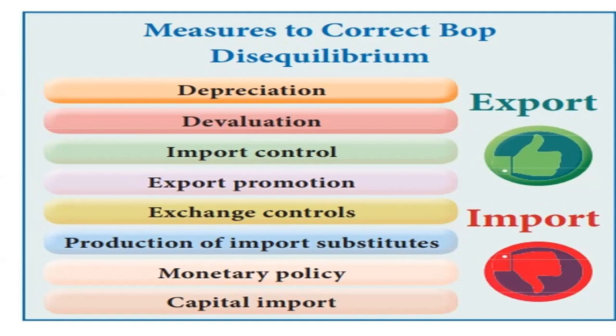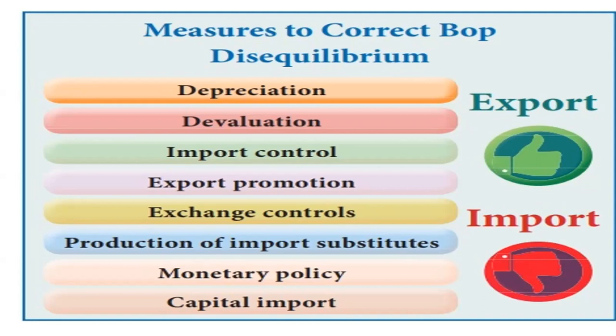If depreciation is done, you can reduce the value and bring it to the actual position. But currency devaluation is also one of the measures that can be used. Then imports should be controlled; excessive imports should not be allowed. Proper exports should be promoted from both sides, it will help. And control over the exchange of currencies should be there. And production of import substitutes.